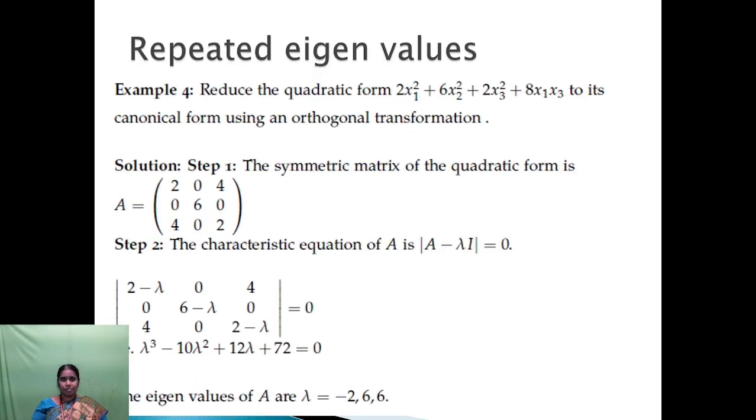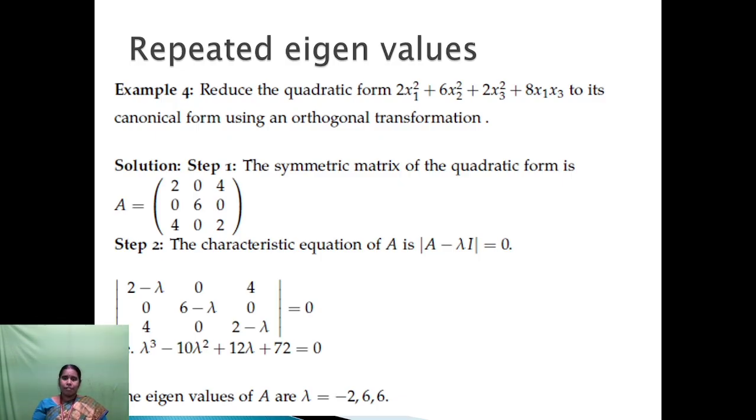Next case, suppose our eigenvalues are repeated. Then how can we solve it? Same thing. Question number 4: reduce the quadratic form to its canonical form using an orthogonal transformation. On seeing the question itself, we can't tell whether it has repeated or non-repeated eigenvalues.